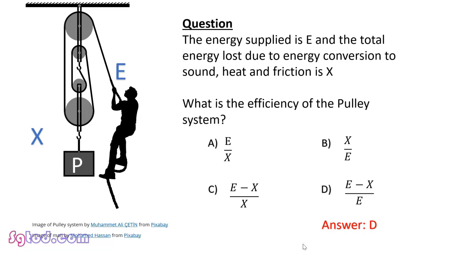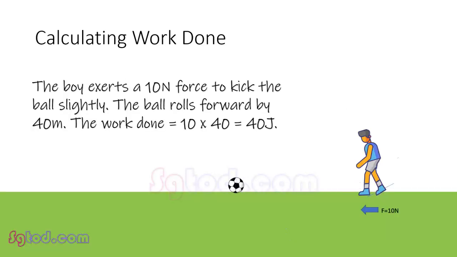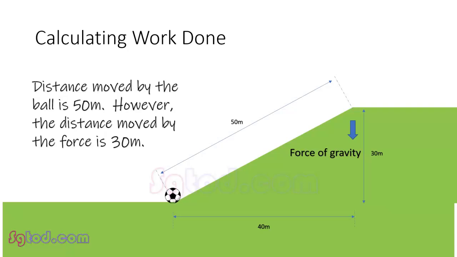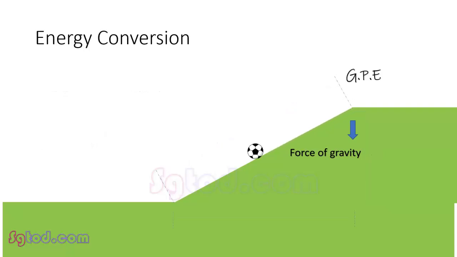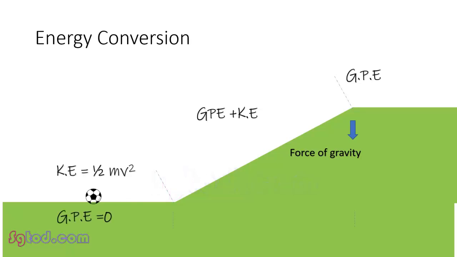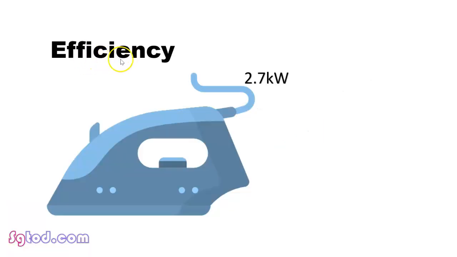So you see, the concept of efficiency is very simple. However, examination questions can become tricky when we have to calculate work done with specific parameters such as the height or distance moved by the object, or the velocity and hence the kinetic energies and gravitational potential energies of the object. We will learn more about calculating work done in the next module. Questions on efficiency can also involve electrical power.